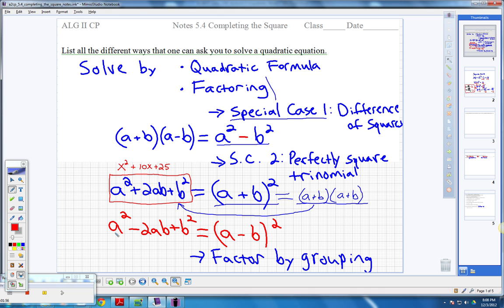Down here, we have a squared minus 2ab plus b squared. We know that when we see something of that form, that is going to factor into the quantity a minus b times a minus b, which is just the quantity a minus b squared. We can also factor by grouping.